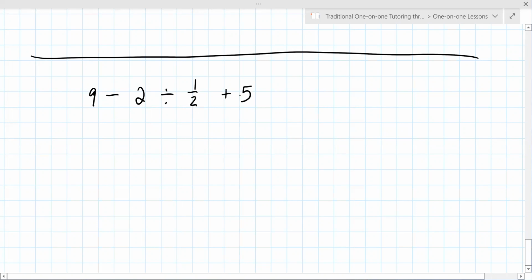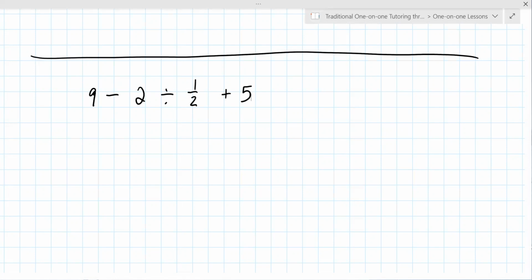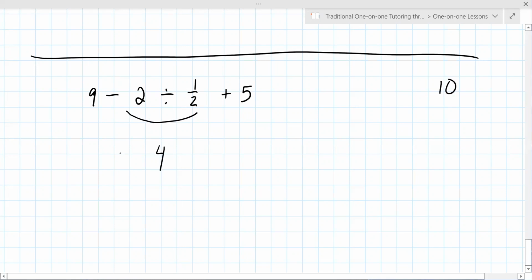Okay, give that one a try, please. Ten. Okay, so your answer is 10. 2 divided by 1/2 is 4. 9 minus 4 plus 5. 9 minus 4 is 5. Plus 5 is 10. Good.